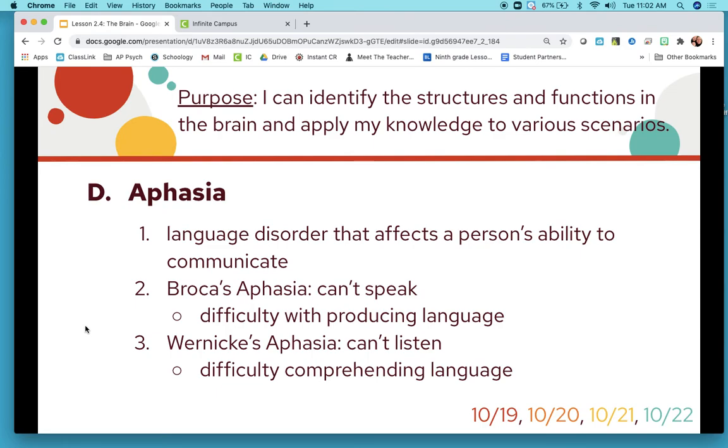So the difference here with Broca's is that Sarah could follow along with the conversation. She just couldn't say all the words that she wanted to say. With Wernicke's aphasia, patient X was able to speak as much as she wanted, but there wasn't any meaningful speech there. She also had a hard time understanding what the interviewer was even asking her.